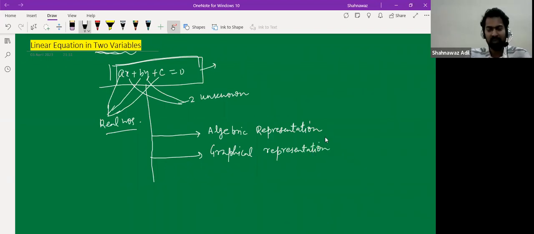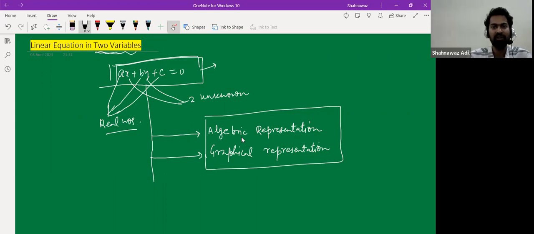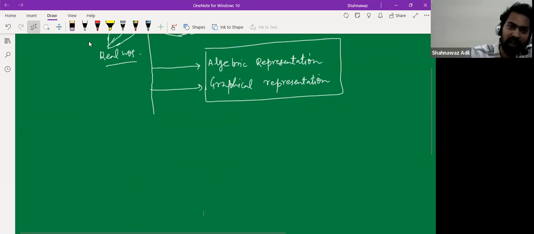So in the first exercise, they are only asking about the representation of a linear equation in two variables. And from the second exercise onwards, they are doing the solutions of pair of linear equations, right? So as I have told you earlier, how many equations do you need to solve two unknowns? Two equations. So that's why there are pair of linear equations.